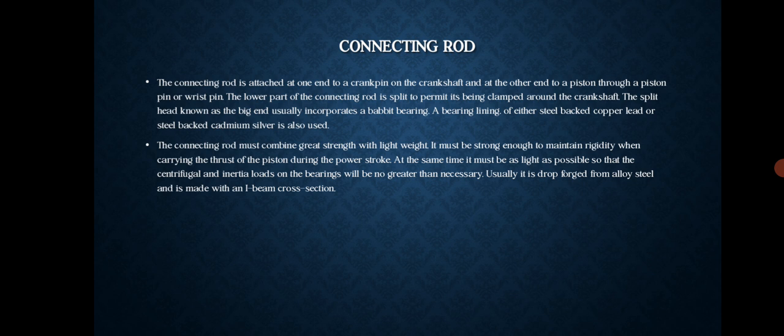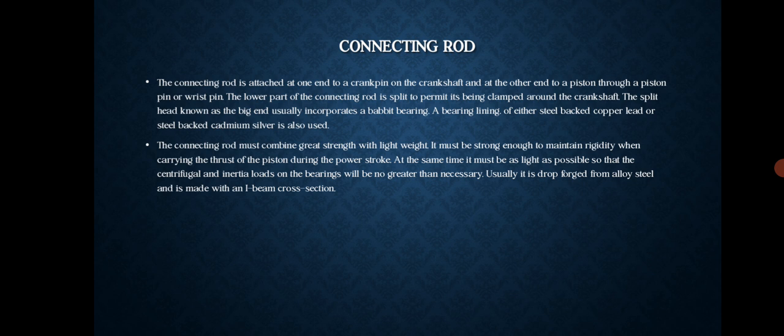Next, we will see about the connecting rod. The connecting rod is attached at one end to a crank pin on the crankshaft and at the other end to a piston through a piston pin. The lower part of the connecting rod is split to permit its being clamped around the crankshaft. The split head, known as the big end, usually incorporates a babbitt bearing; a bearing lining of either steel backed copper lead or steel backed cadmium silver is also used.